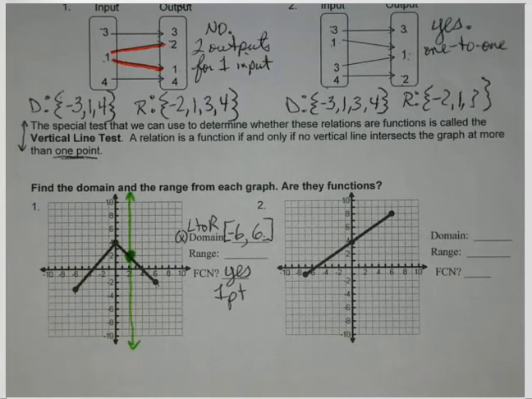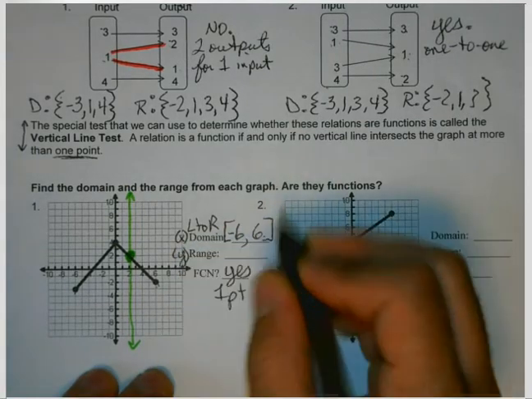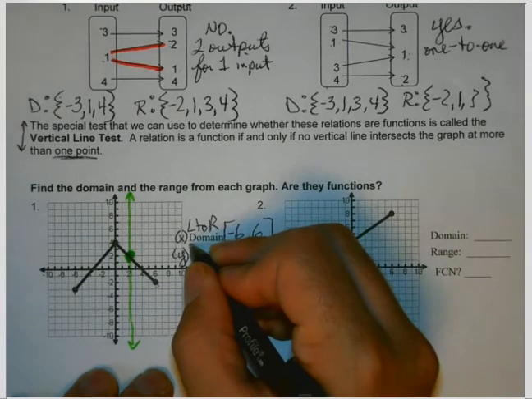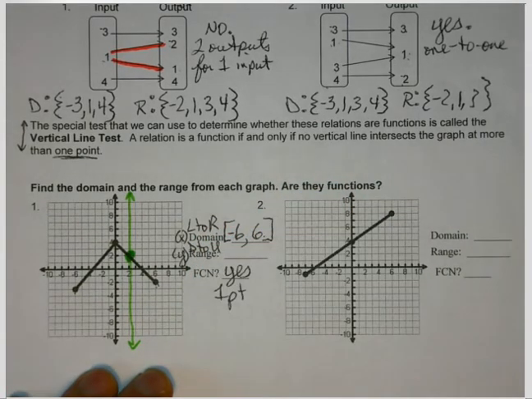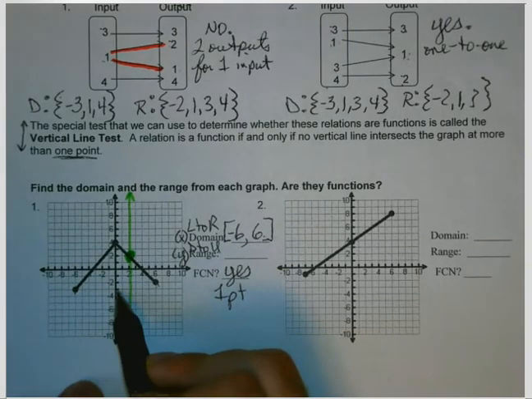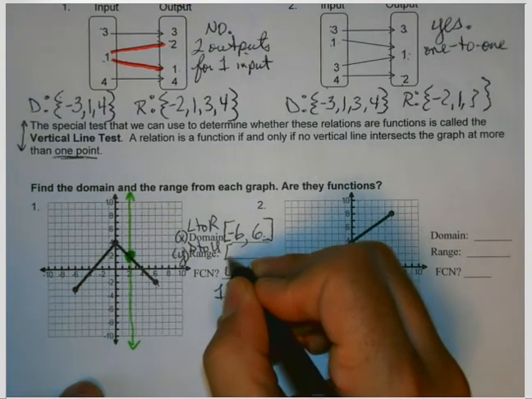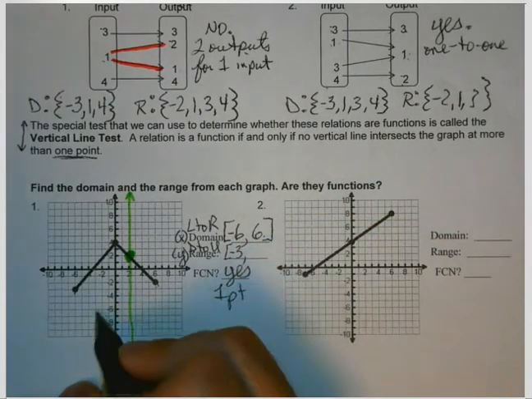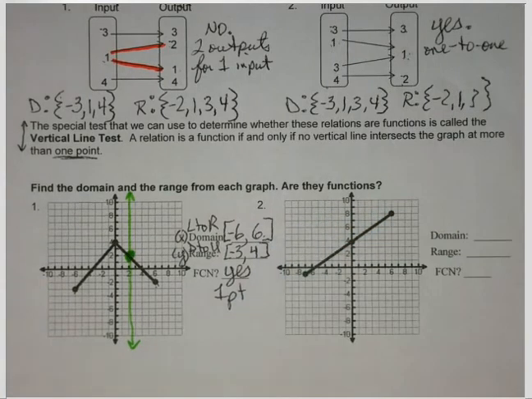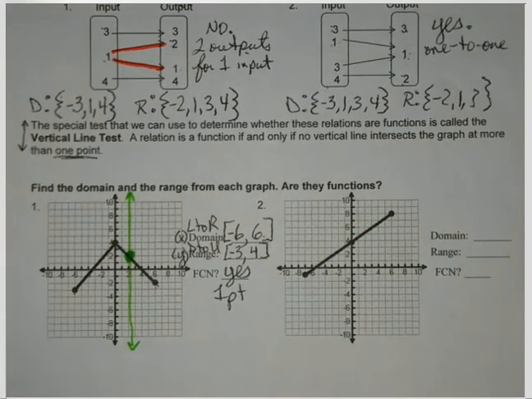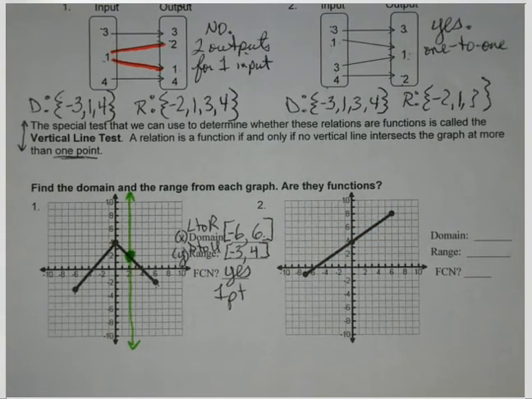Range, however, same idea. It's my y values. Now I'm going from down to up. What's the lowest point on my graph? Here at -3. Where's the highest point? Up here at +4. But that's how we write interval notation on functions. Okay? Use the vertical line test to figure out if it's a function, then do your domain and range from there.